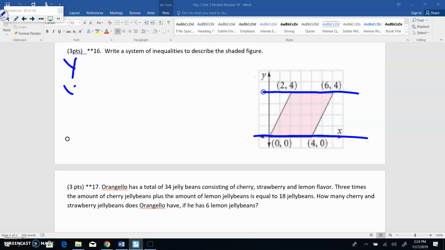I am going to go exactly where the y they tell me to go. So for the first one, the y is at a 4. Because of this, the first equation has to have a 4. I then look at the shading. Is it above or below the line? It is below. So below tells me less than.